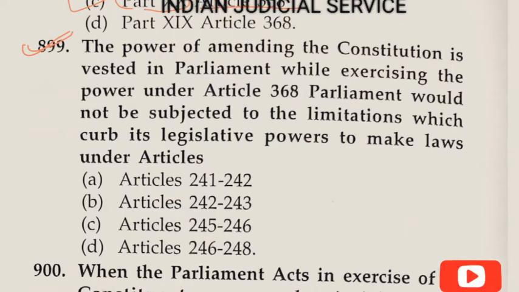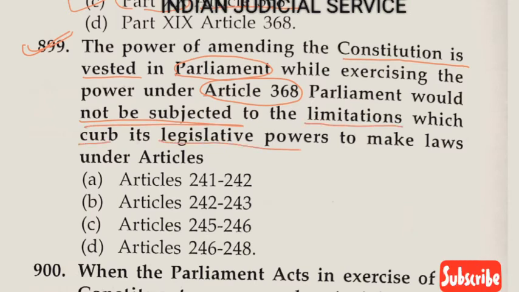Question number 899. The power of amending the constitution is vested in Parliament. While exercising the power under Article 368, the Parliament would not be subjected to the limitation which curbs its legislative power to make a law under which article? Option A, Articles 241, 242. Option B, Articles 242, 243. Option C, Articles 245 and 246. Option D, 246, 248. So the answer here is option C, Articles 245 and 246.